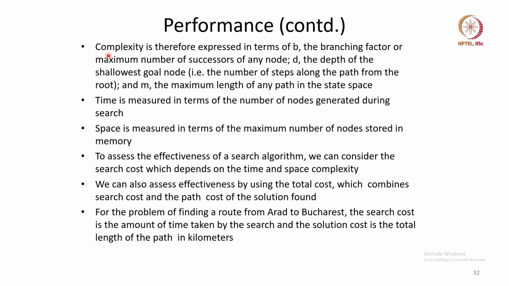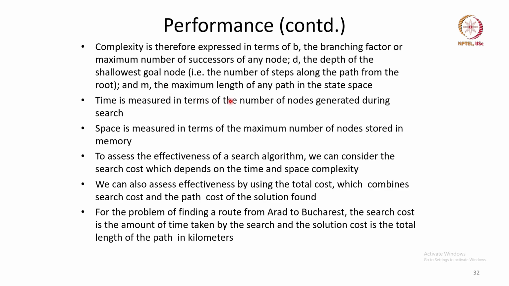So how is the complexity expressed in terms of b? b is the branching factor. When you have a node and you're expanding, b is the number of branches that you have. So if you have 3 branches, b will be equal to 3. It's the maximum number of successors of a node, and d is the depth of the shallowest goal node. So till which depth should you go to find your goal node? All these things are considered. So when you use these, what you are going to get is how many nodes you have to expand before you get a solution.